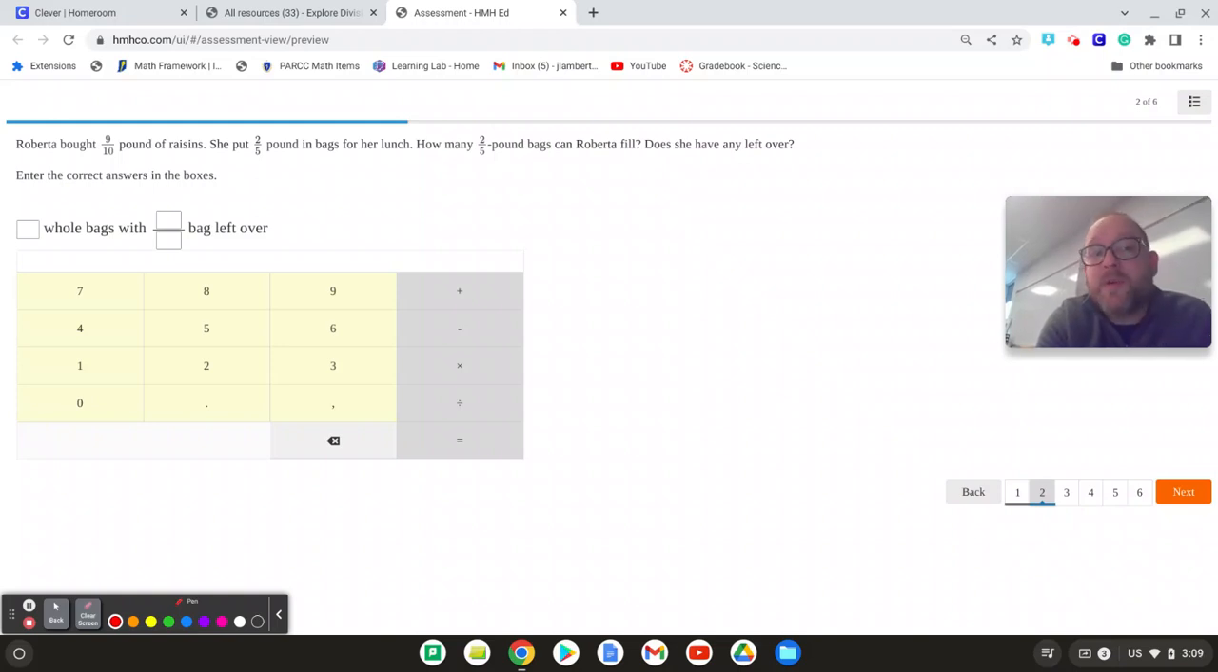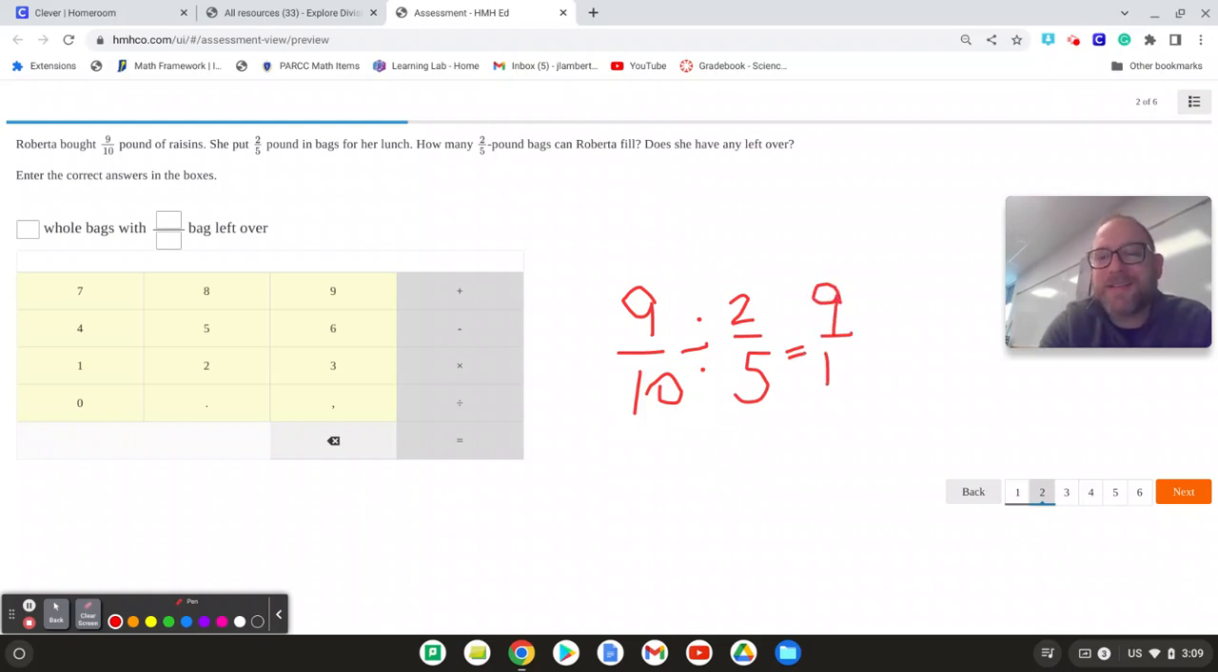So again, the total amount that we have here is 9/10 of a pound. That's what you should have started with. Now, if Roberta has that 9/10 of a pound and she wants to put it into 2/5 pound bags, we're going to divide into groups of 2/5. But again, using multiplicative inverse, which is what I asked you to write down, instead of divide, we're going to multiply by the inverse of 2/5. We're going to flip it upside down. So it'll be 5/2.